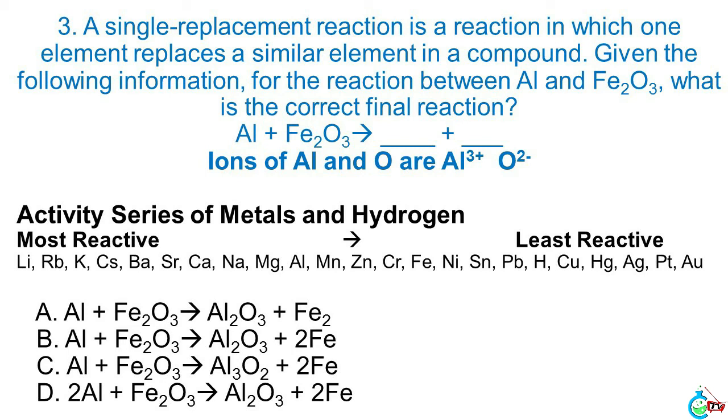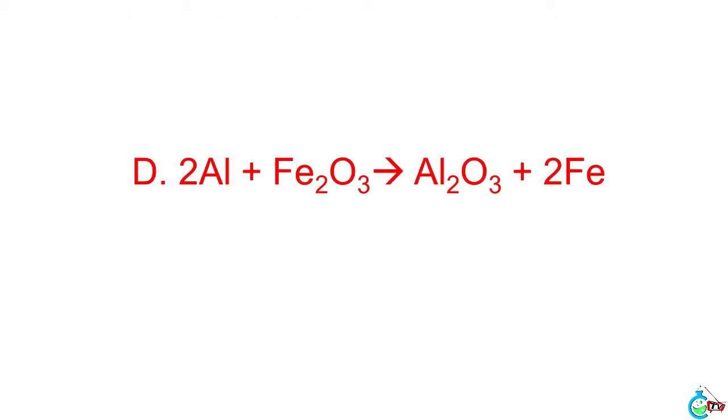3. A single replacement reaction is a reaction in which one element replaces a similar element in a compound. Given the following information, for the reaction between Al and Fe2O3, what is the correct final reaction? Al + Fe2O3 yields blank + blank. Ions of Al and O are Al3+ and O2-. B. 2Al + Fe2O3 yields Al2O3 + 2Fe.